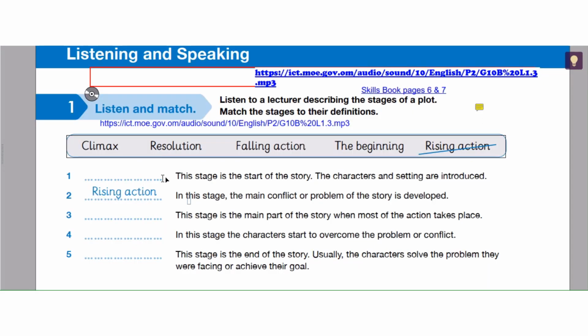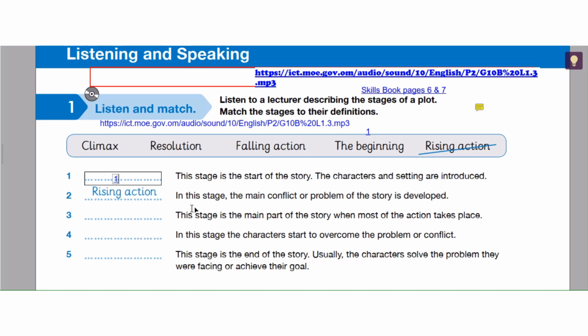Now we move to the answers. Okay, the first stage to start with. This stage is the start of the story. So this is the beginning of the story, which should be written here. The characters and the setting are introduced in the beginning. Okay, number 1 here.